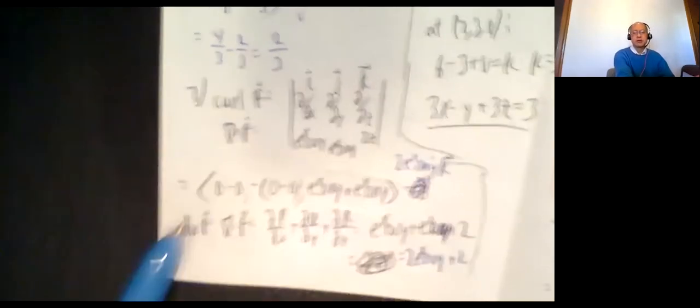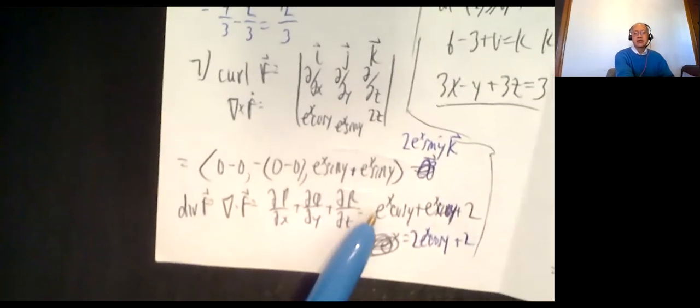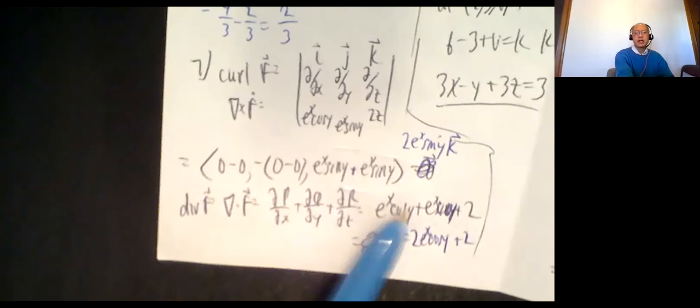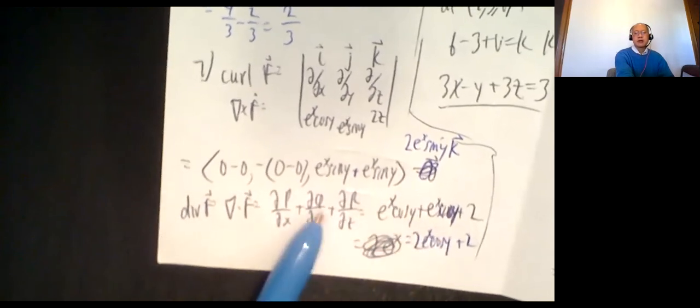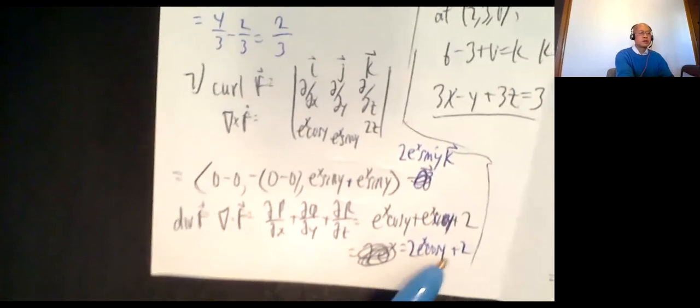And I messed up the divergence also. Del dot F: partial of P with respect to x, e to the x cosine y. Partial of Q with respect to y, e to the x cosine y. Partial of R with respect to z was 2. So 2 e to the x cosine y plus 2.